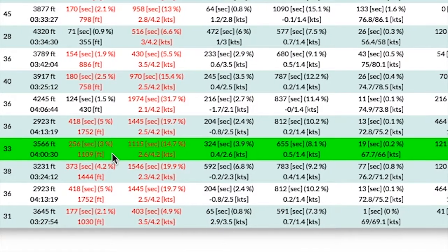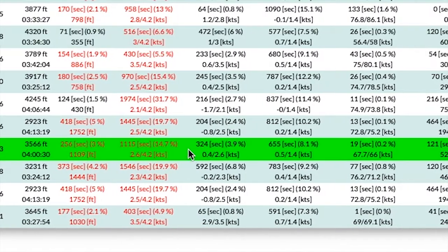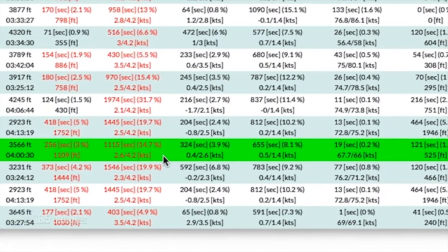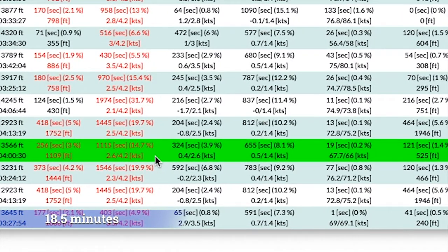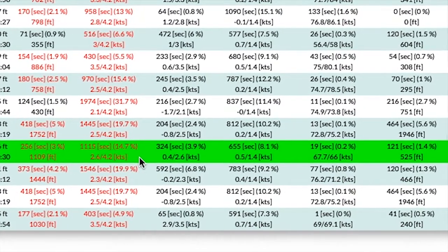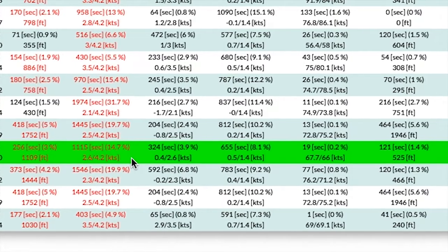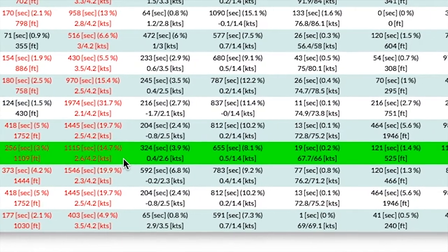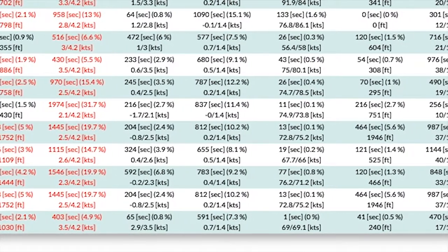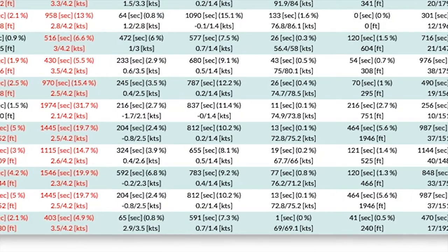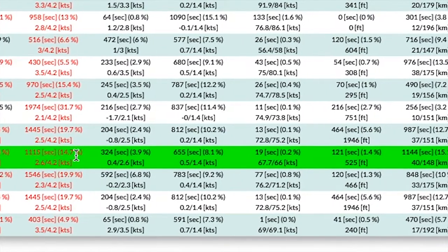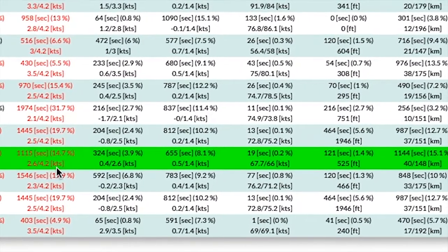But the next one is really what we saw in the data. 1,115 seconds. That's a lot of time. 14.7% of my time lost due to slow climb. 2.6 knots versus 4.2 knots. Is that what it's telling me? Yep. Compared to the best competitor of the day. 2.6 versus 4.2.